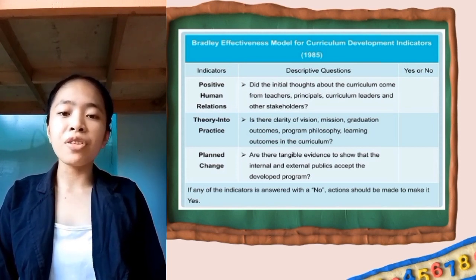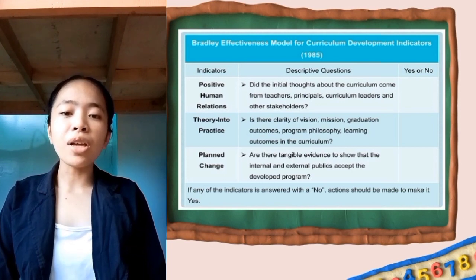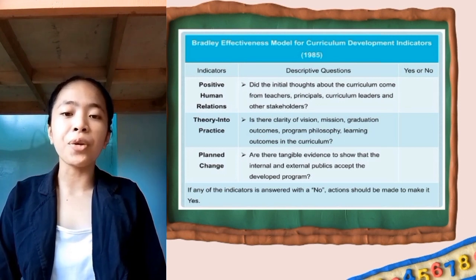Theory into practice curriculum. Is there clarity of vision, mission, graduation outcomes, program philosophy, learning outcomes in the curriculum? My answer for this is yes, because theory into practice curriculum is an approach to curriculum evaluation that focuses on the practical applications of educational theories and research to improve the effectiveness of a curriculum. It involves using theoretical frameworks and research-based evidence to guide the development and implementation of a curriculum, as well as the evaluation of its effectiveness.